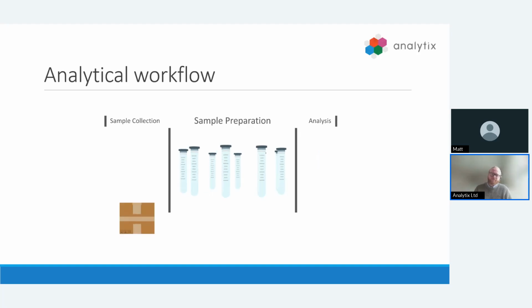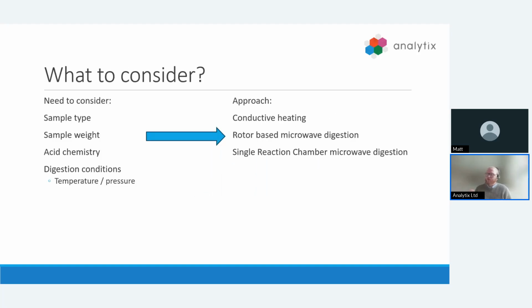So like I mentioned in the intro, the approaches we're going to cover today are conductive heating using hot plates or hot blocks, and then microwave digestion, focusing on rotor-based microwave digestion and single reaction chamber microwave digestion as well. When deciding which approach to sample prep is most suitable to you, there are a number of considerations, which we can see here on the left-hand side. You need to consider your sample type. Is it organic or inorganic? And what potential reactivity that will have when you're digesting it. Additionally, you need to consider your sample weight.